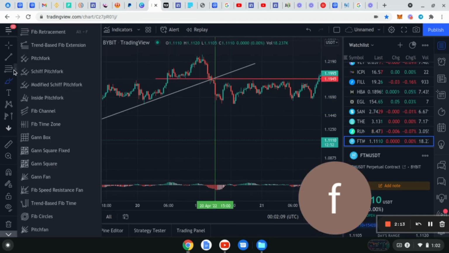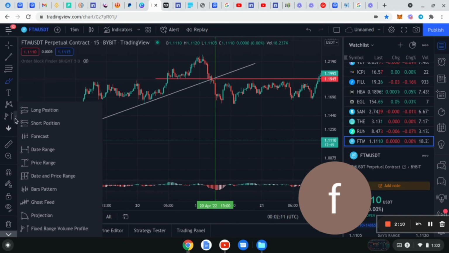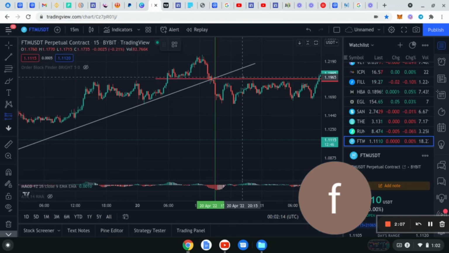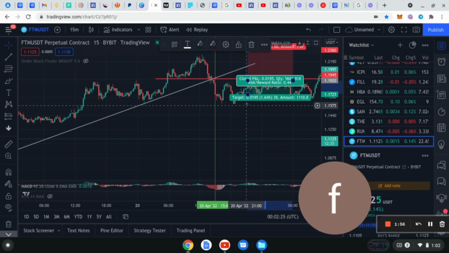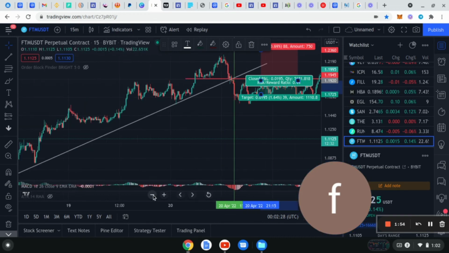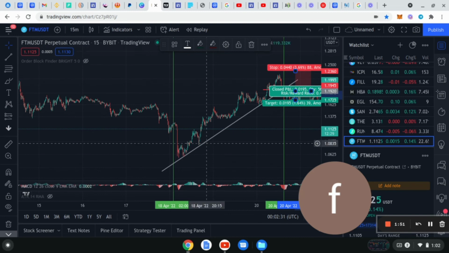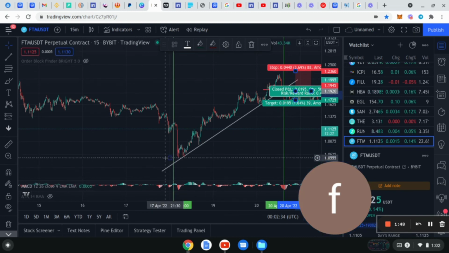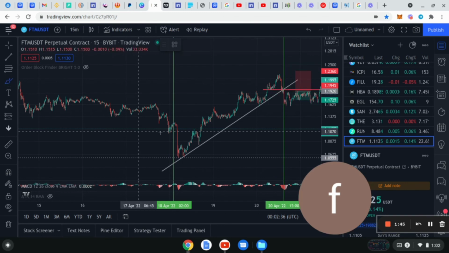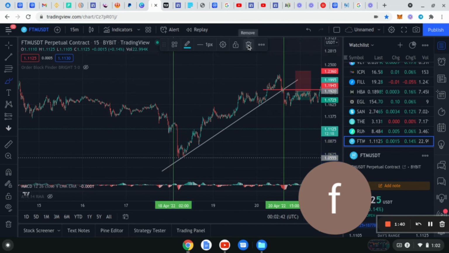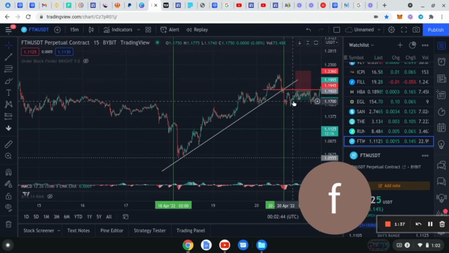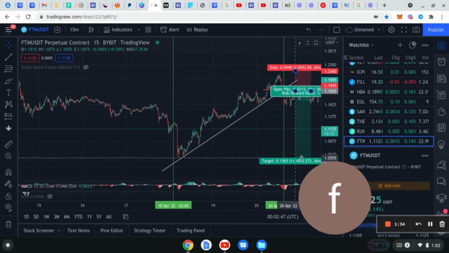So all I just did was set my entry here, then my stop loss was just above this high, then I was targeting the end of this trend, which was somewhere here. So I was targeting the beginning of this uptrend here as my take profit level. That was where I was targeting for FTM, but unfortunately it didn't reach.